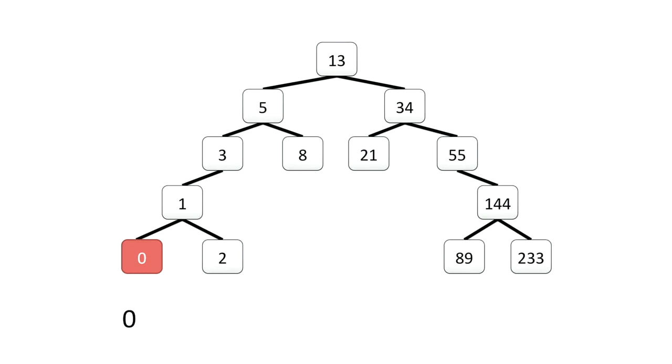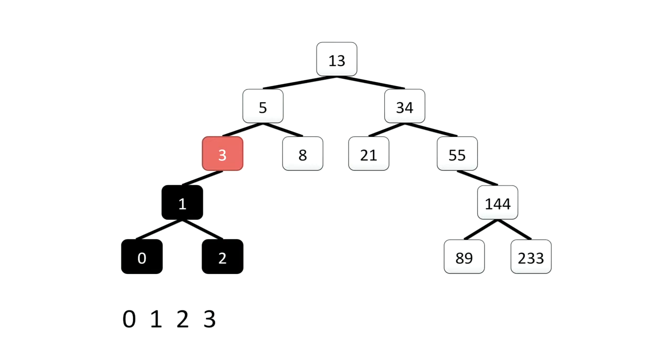We still have to go deeper down in the tree until we find the leftmost node, which is 0. After printing 0, we go back up to the 1 and print that out. Then we go to the right subtree, which is 2, and print that out. Now that we're done with that subtree, we can go back up to the 3 and print it out. Continuing back up, we print the 5 and then the 8.